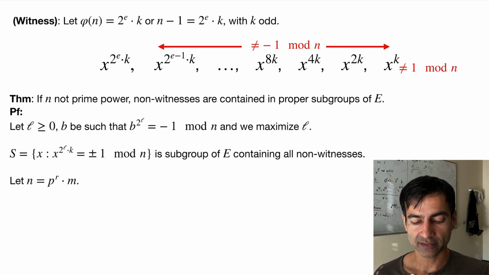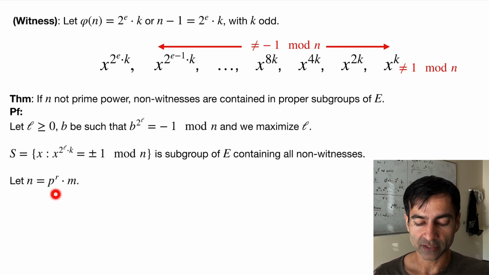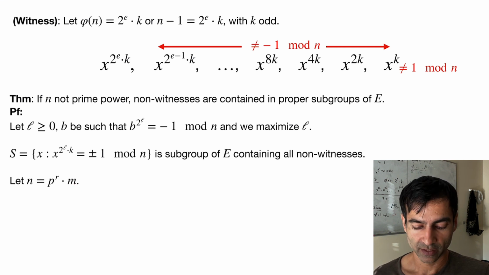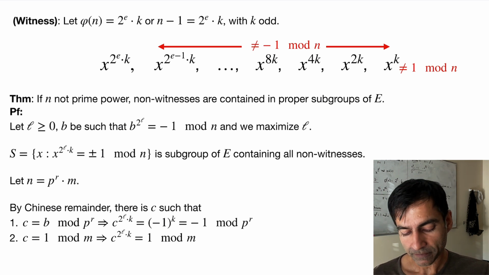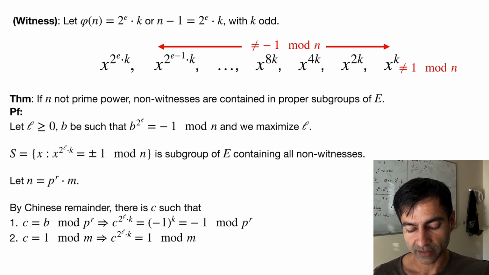And finally, I claim that S does not contain all elements of E. And here I'll use the fact that n is not a prime power. So let's write n as a prime power times something that's relatively prime to that prime power. Then by the Chinese remainder theorem, there must be a number C that's equal to b modulo p to the r and equal to 1 modulo m.